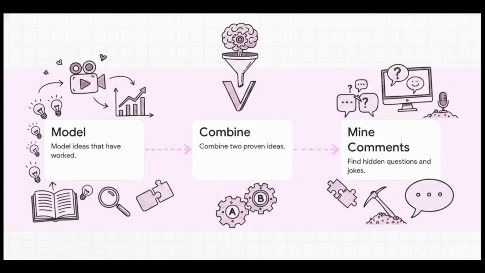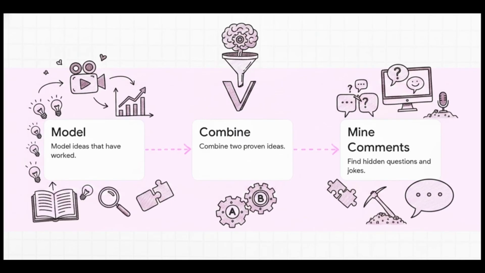So, the crucial point is implementing this data-backed approach to script writing, often called engineering value. Step 1. Model ideas that have already proven they work in the wild. Step 2. Combine two of those proven ideas together to make a completely fresh concept. And step 3, honestly, this is pure gold.